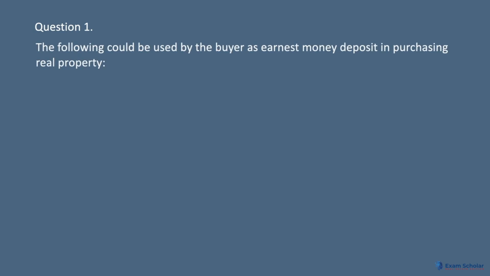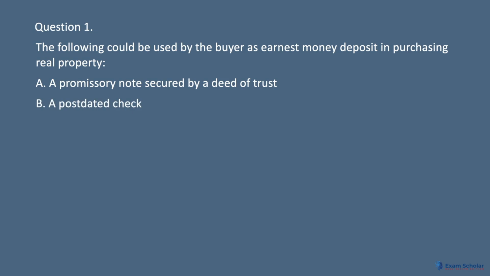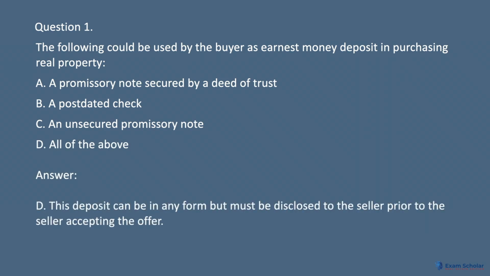Question 1. The following could be used by the buyer as earnest money deposit in purchasing real property. A. A promissory note secured by a deed of trust. B. A post-dated check. C. An unsecured promissory note. D. All of the above. Answer: D. This deposit can be in any form but must be disclosed to the seller prior to the seller accepting the offer.